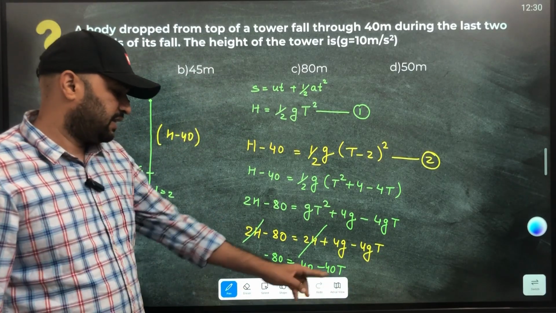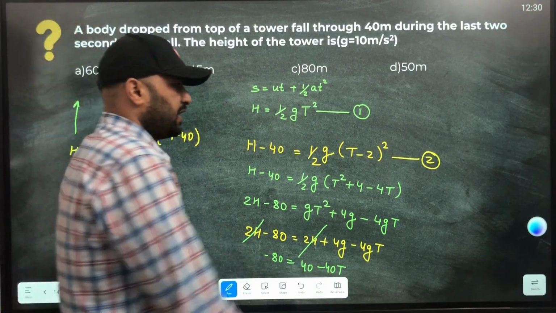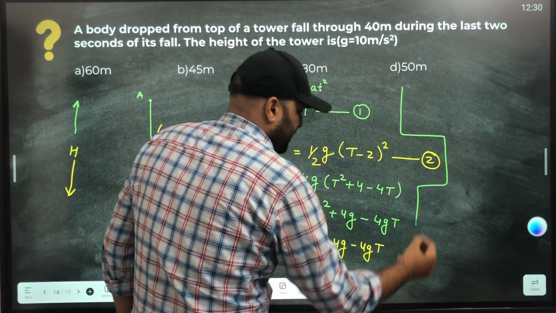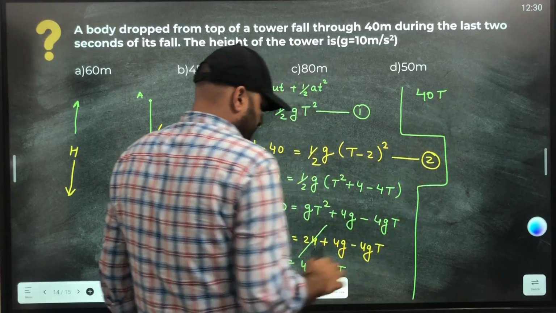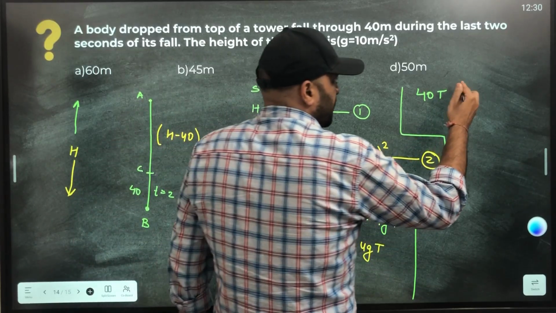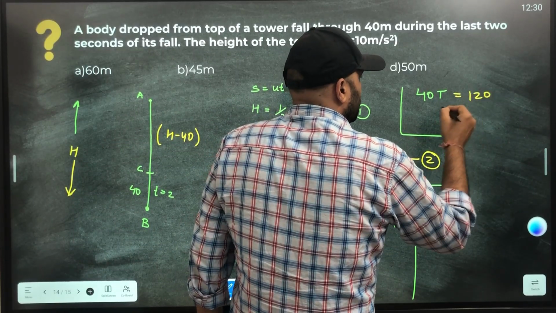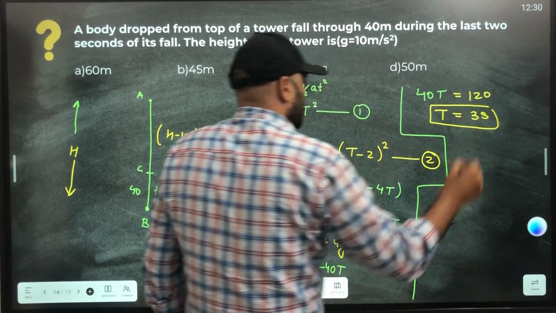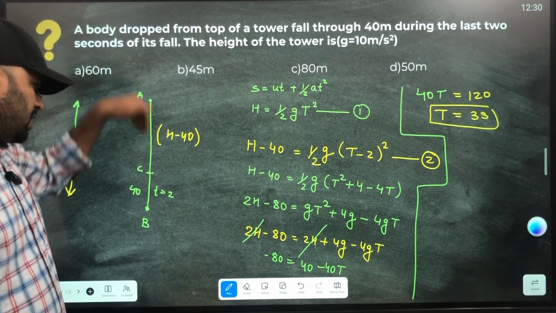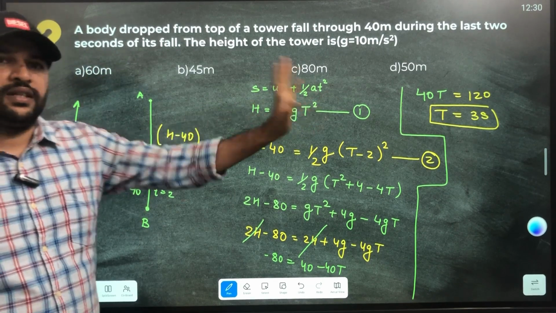Okay. Let's take this 40T on that side. Taking 40T on that side, that will be 40T over here on the left hand side. And 80 on that side, 80 plus 40, 120 here. So T will be equals to 3 seconds when you divide 120 with 40. So you got the total time from going from A to B is 3 seconds.